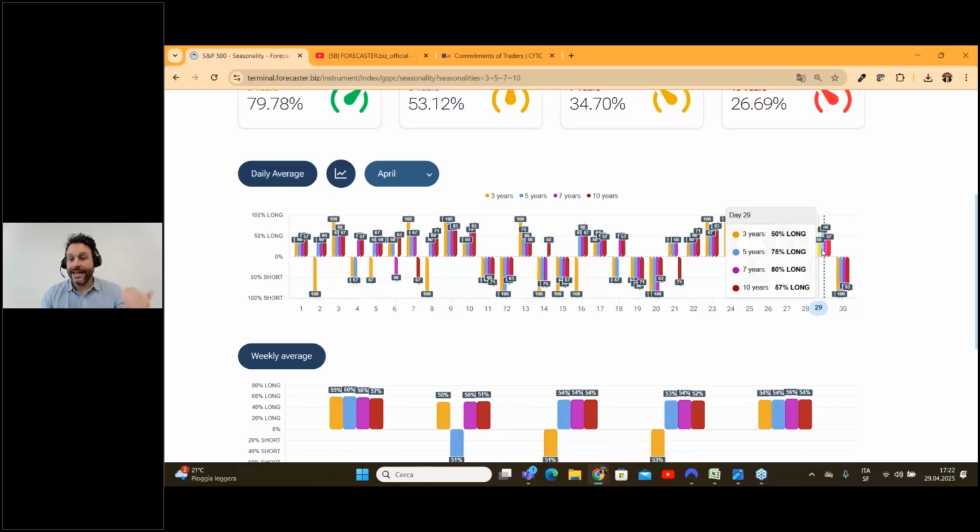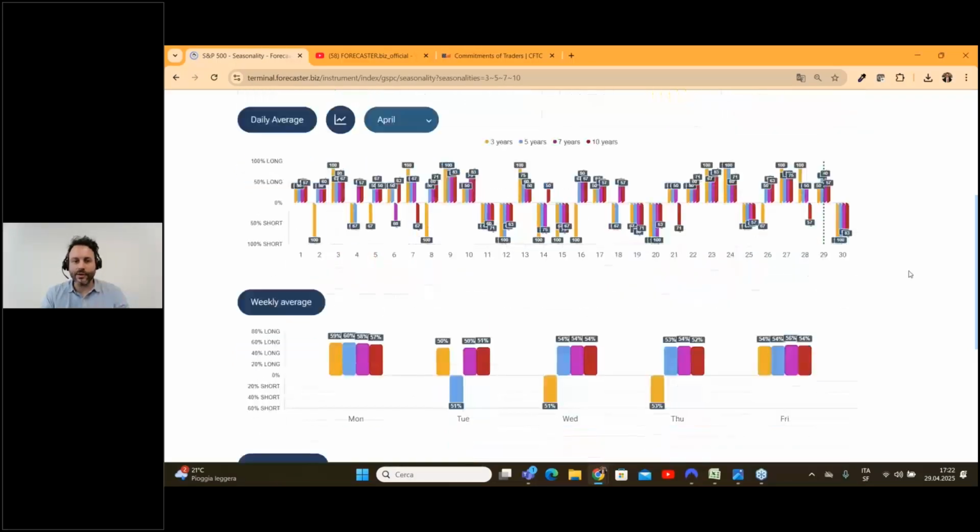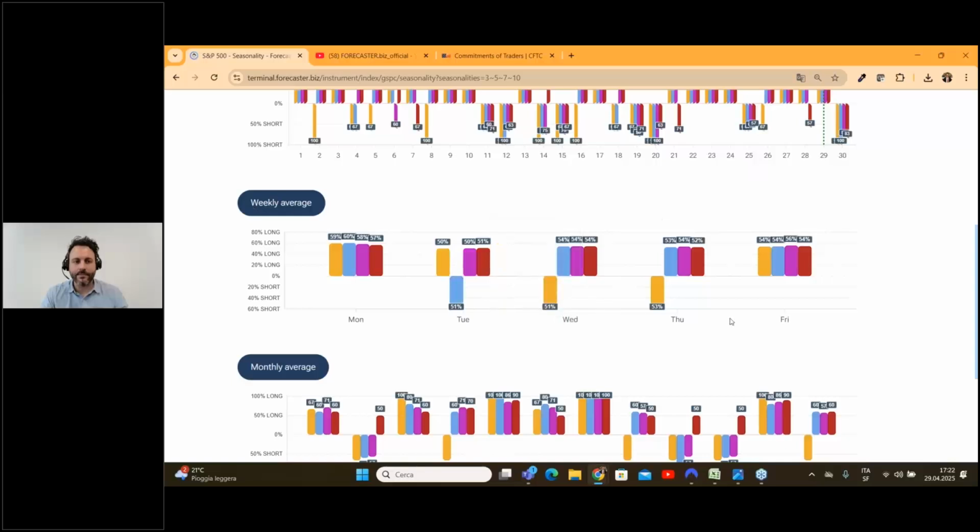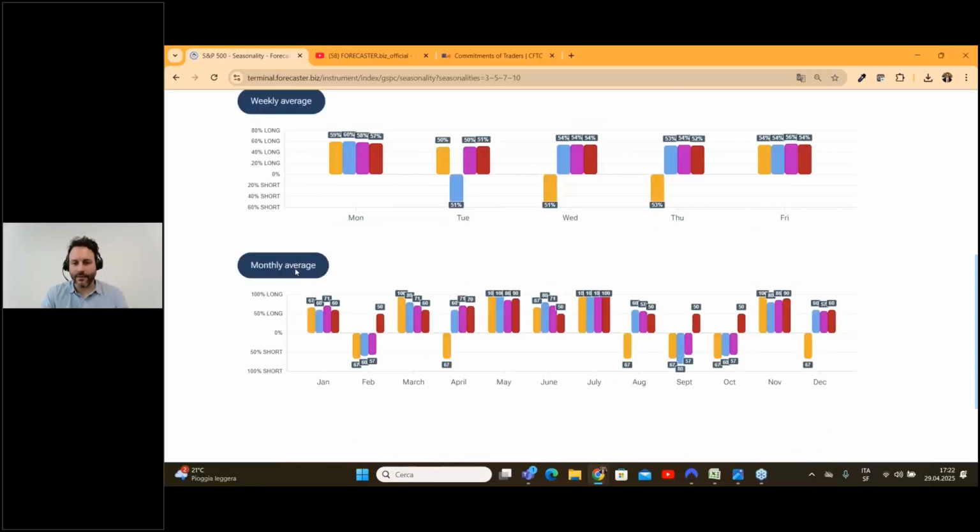the day 29 of April was long 75% of the time. In the last 7 years, 80%. In the last 10 years, 57%. You can also find the weekly average. You can also find the monthly average.